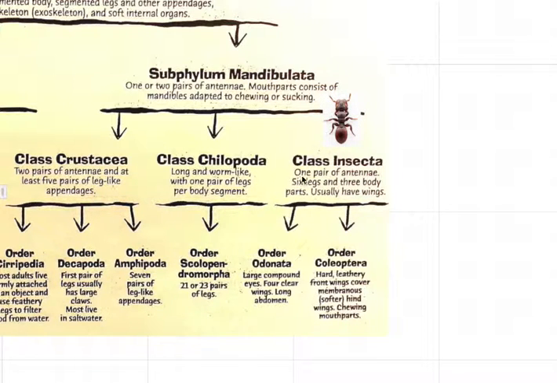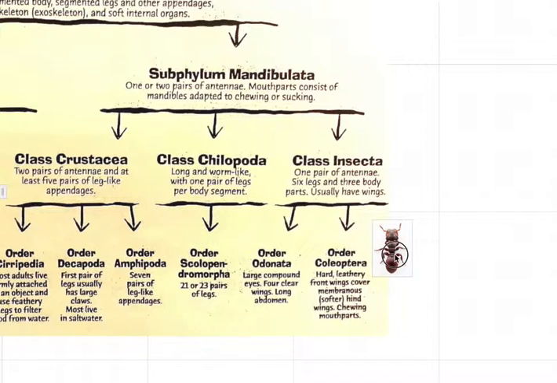Let's check that out. 1 pair of antennae, check. 6 legs, 1, 2, 3, 4, 5, 6, check. And 3 body parts, a head, a body, and a tail structure. Check. Usually they have wings. This ant doesn't, but it says usually, not always.